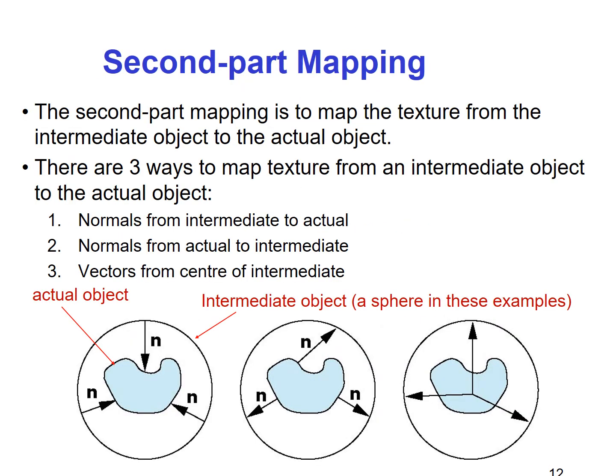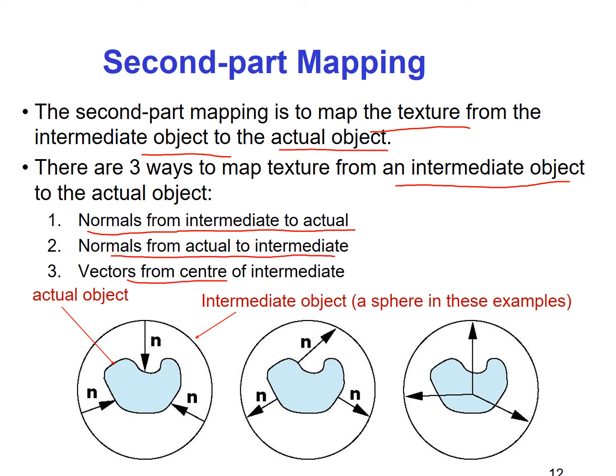The second part of texture mapping is to map the texture from the intermediate object to the actual object. There are three ways to map the texture from an intermediate object to the actual object. Normals from the intermediate to the actual, normals from the actual to the intermediate, and vectors from the center of the intermediate object. So this is the first case.